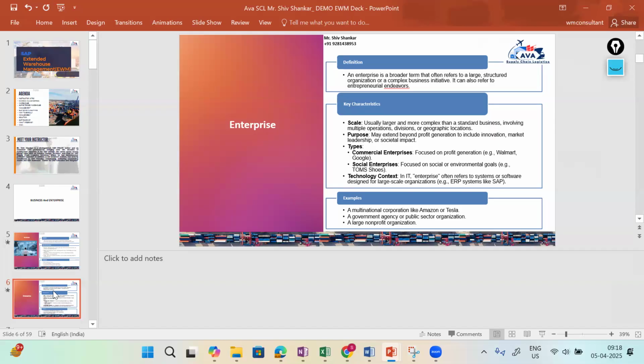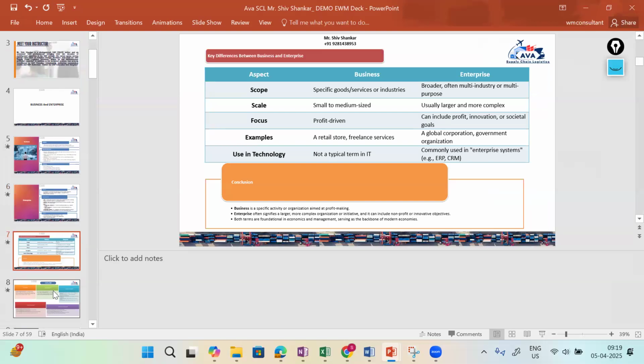Once you see business and enterprise, one should have a very clear understanding of what an enterprise is. Examples of enterprise, as I said, could be Amazon or Tesla, multinational corporations, government agencies, or public sector organizations. Non-profit organizations are also enterprises. Now, if we see the difference between enterprise and business, the scope of business is goods, services, or industries, whereas enterprise is broader, multi-industry or multi-purpose.